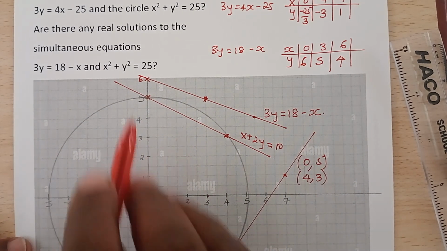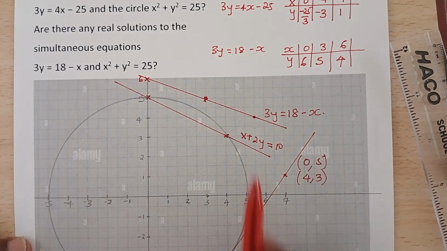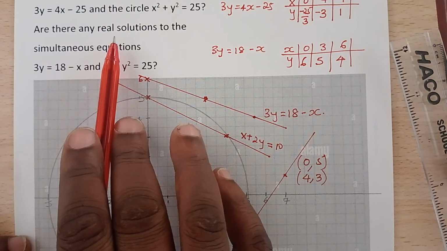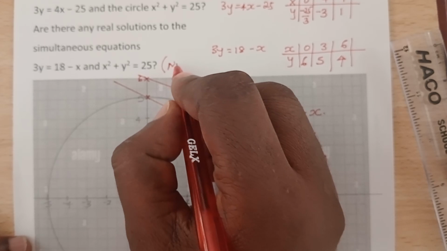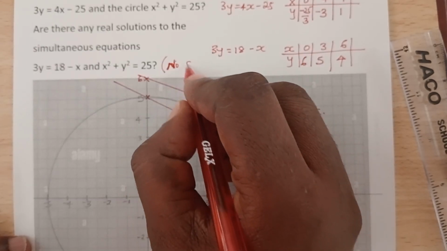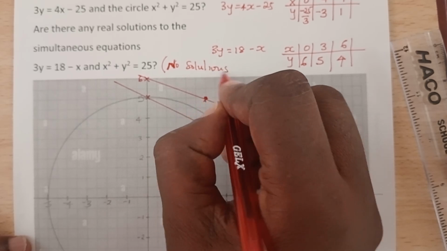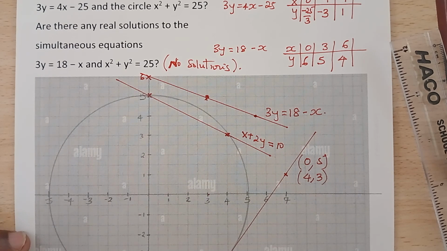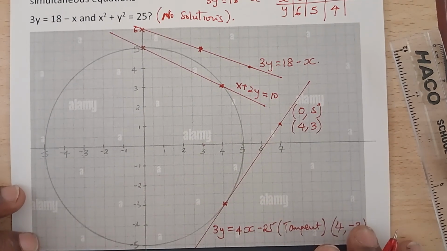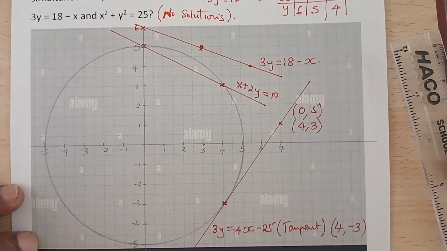And as you can see, the straight line does not intersect with the circle anywhere, and we can easily say there are no solutions. Are there any real solutions to the simultaneous equations? The answer is no, there are no solutions. Why are there no solutions? Because the two graphs do not intersect anywhere. And that is just how we can answer that question. It was a big question, very important, very critical.